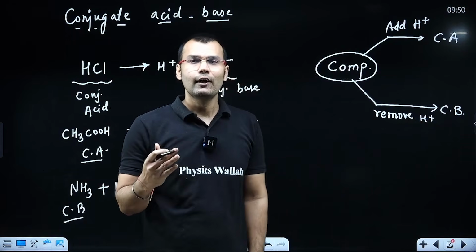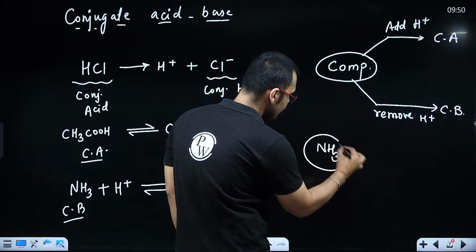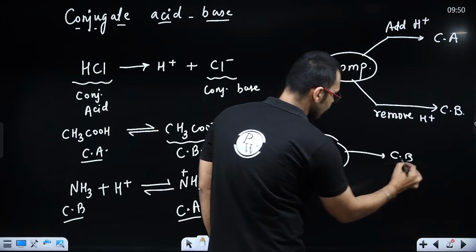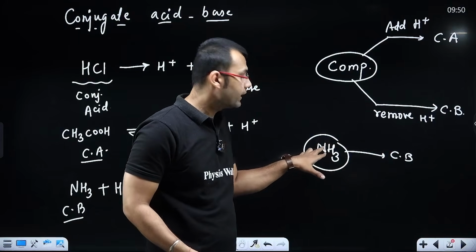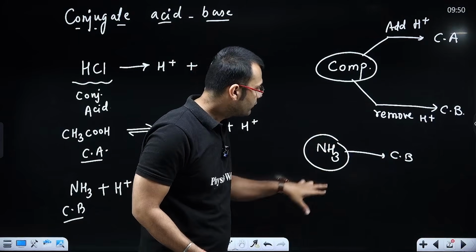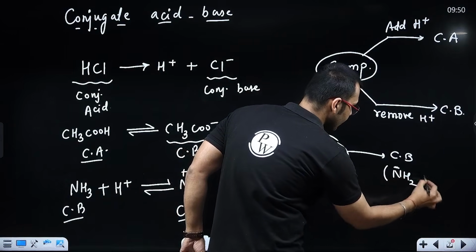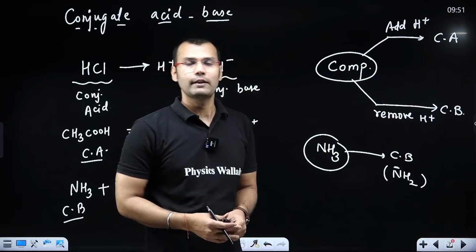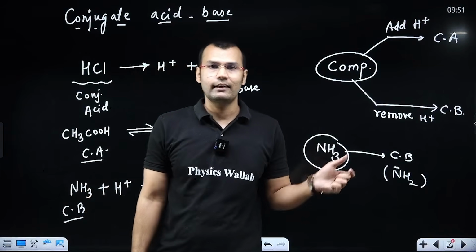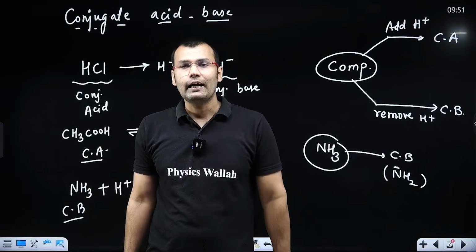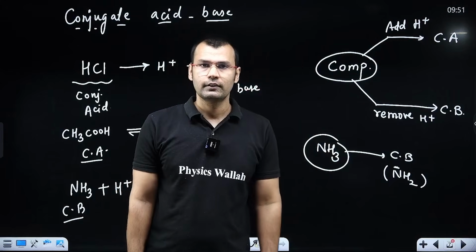Like, what is the conjugate base of NH3? From NH3, if I want to get its conjugate base, I will remove one H plus. And from NH3, if I remove one H plus, it will become what? NH2 minus. So NH2 minus is the conjugate base of NH3. So from any compound, if you want to get its conjugate acid, add one H plus. And if you want to get its conjugate base, remove one H plus.